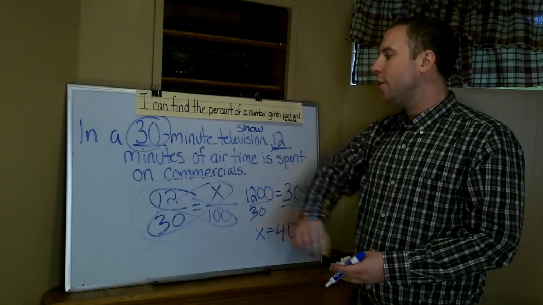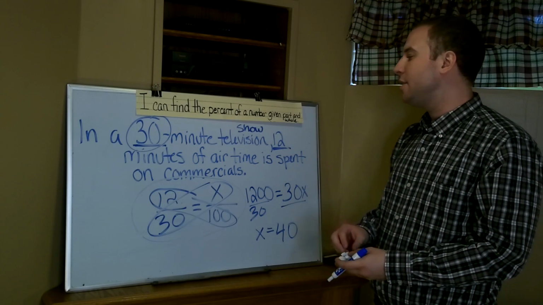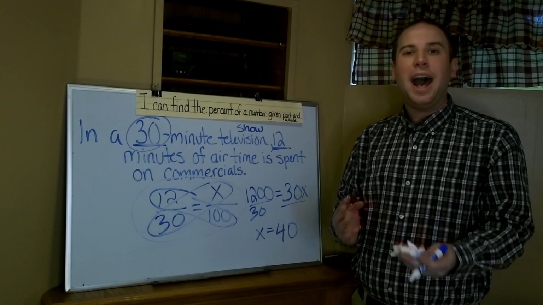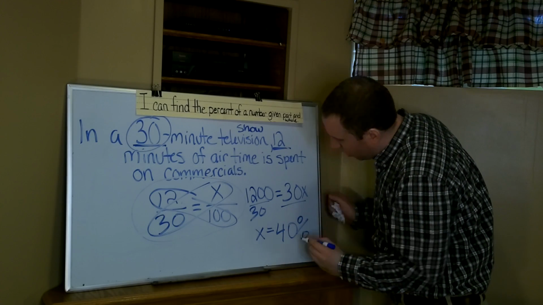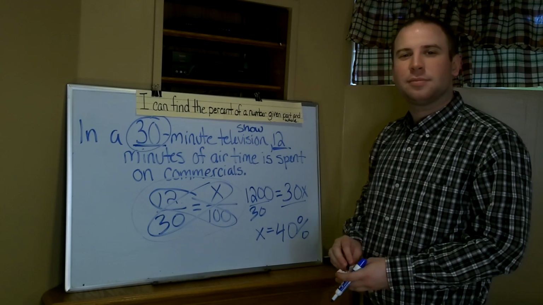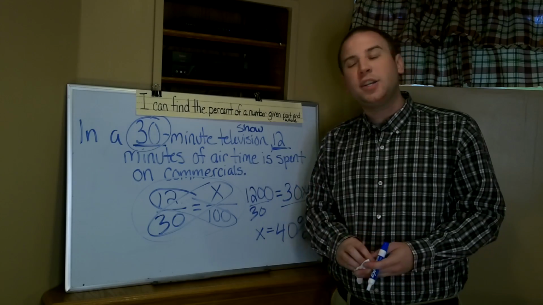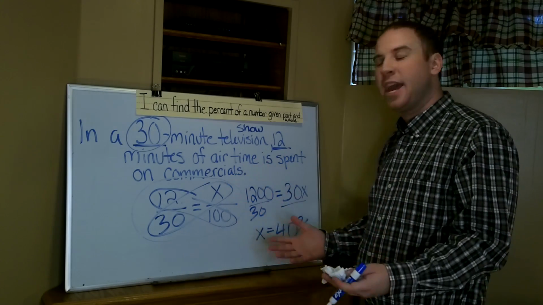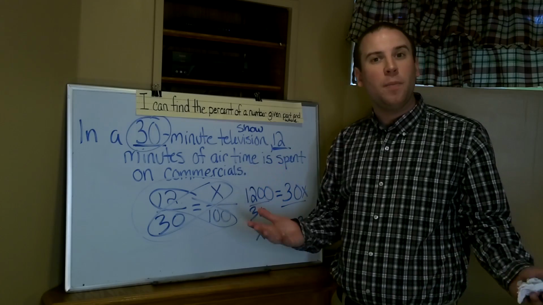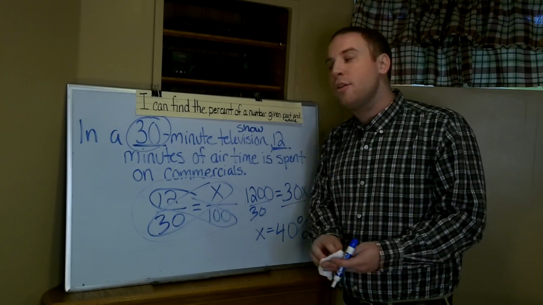So, in a 30-minute television show, 12 minutes of airtime is spent on commercials. How much time is that? That would be 40%. If you have any questions, please feel free to give me an email. I'll be more than happy to direct you and re-explain how this problem is set up and how we go about solving it. Let's go through another example, shall we?